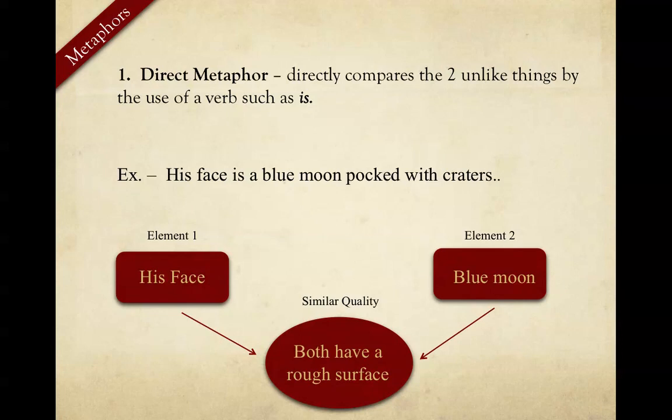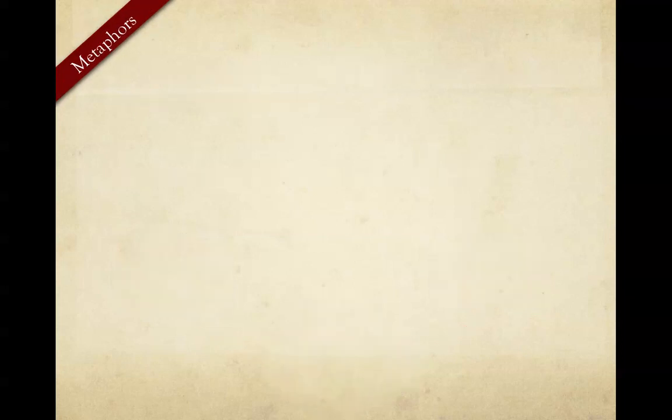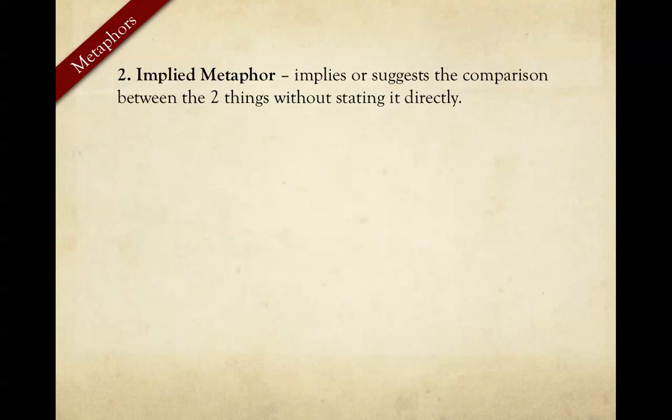Now, if you want to change that to a simile, you would say his face is like a blue moon pocked with craters. Okay, and that is not as powerful. To say his face is a blue moon, that's why we use a direct metaphor. It creates sort of a stronger punch to it. Okay, let's look at the implied metaphor. This implies or suggests the comparison between the two things without actually stating it directly.